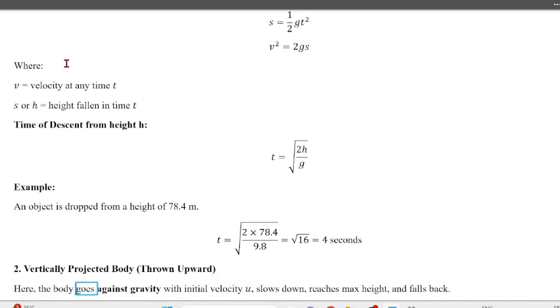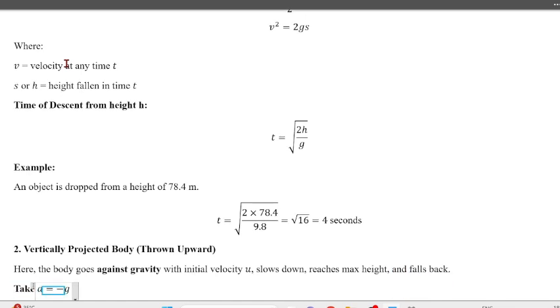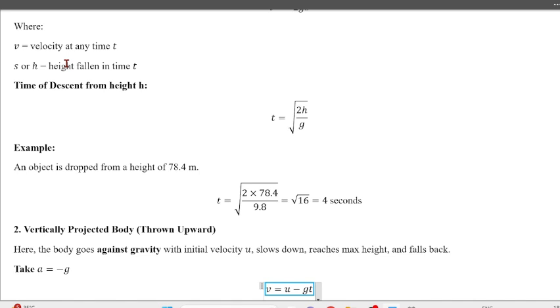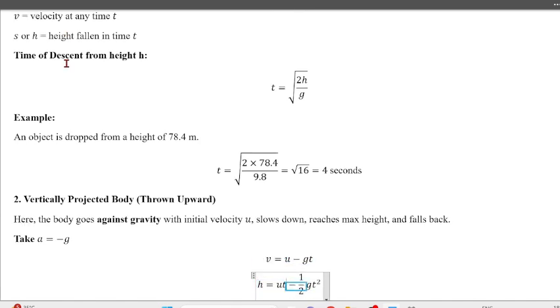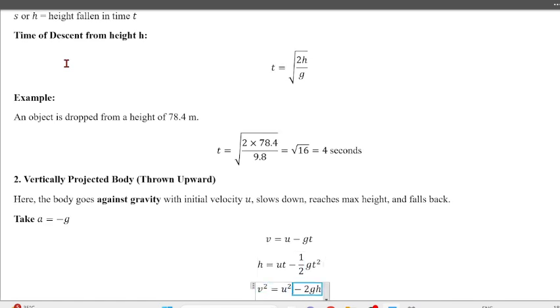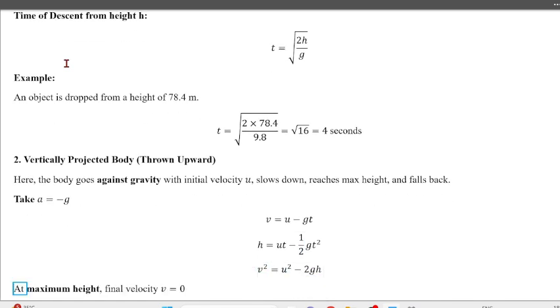2. Vertically projected body thrown upward. Here, the body goes against gravity with initial velocity u, slows down, reaches maximum height, and falls back. Take a equals minus g. v equals u minus gt, s equals ut minus 1/2 gt², v² equals u² minus 2gh. At maximum height, the final velocity v equals 0.